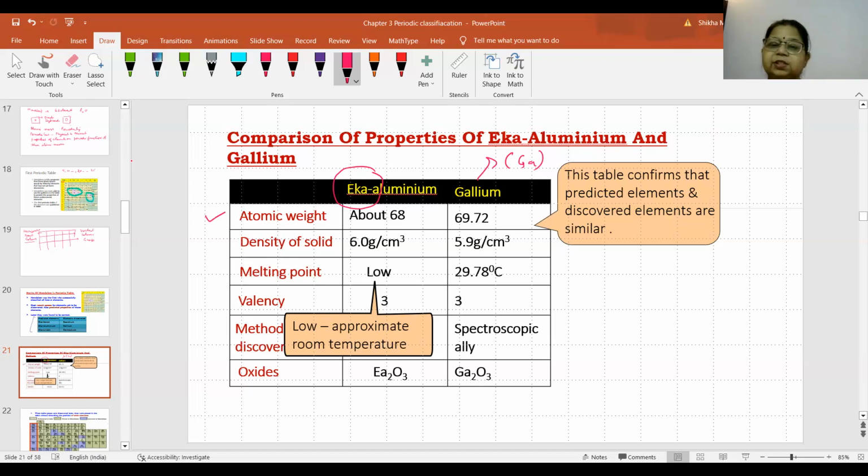When this element was discovered, its atomic mass was found to be 69.72, pretty close. Similarly, density was also found to be close. Melting point, he said, is low. You must remember that low and high are very, very comparative terms.